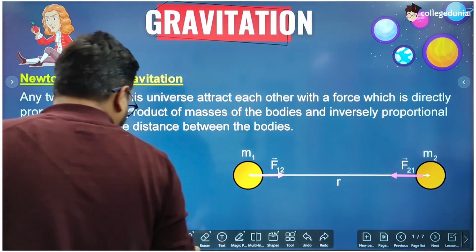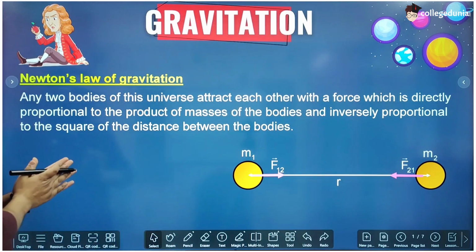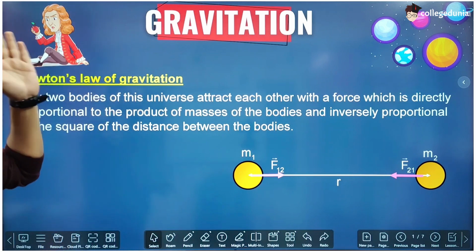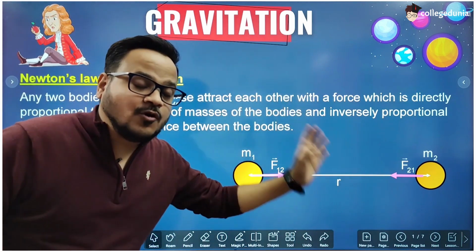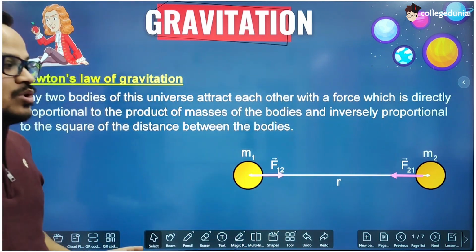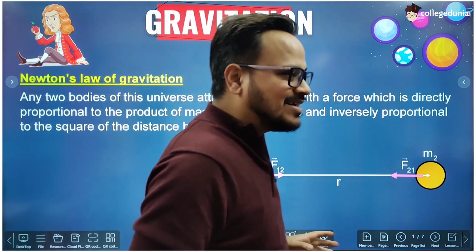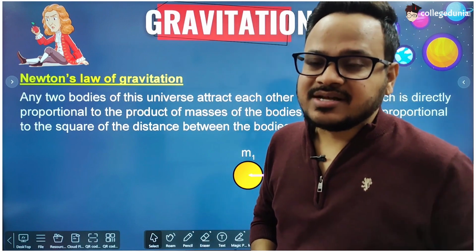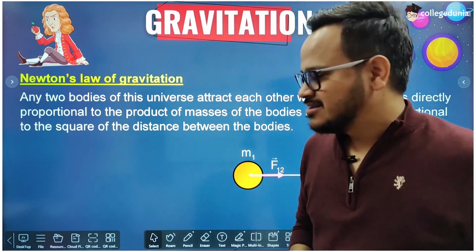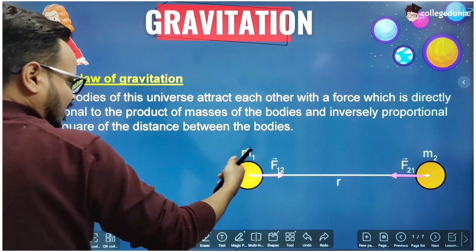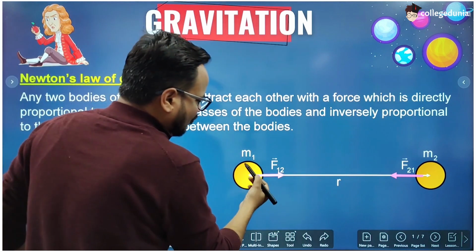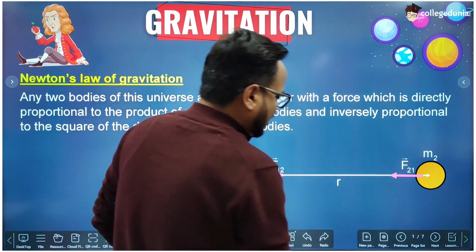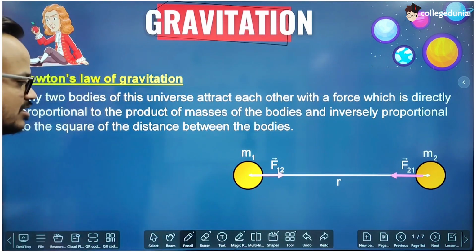I'll teach in detail. So what does it say? It says that any two bodies of this universe attract each other with a force which is directly proportional to the product of masses of the bodies and inversely proportional to the square of the distance between the bodies. So here we have two bodies. Mass of one body is M1, mass of second body is M2, and the distance between their centers is R.